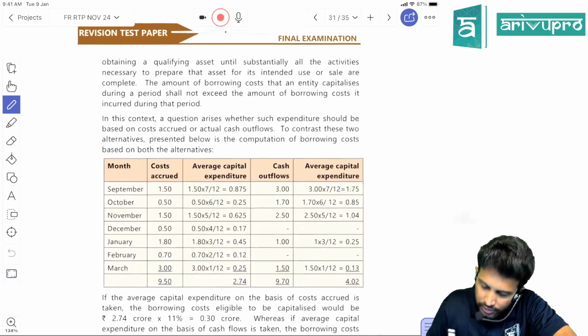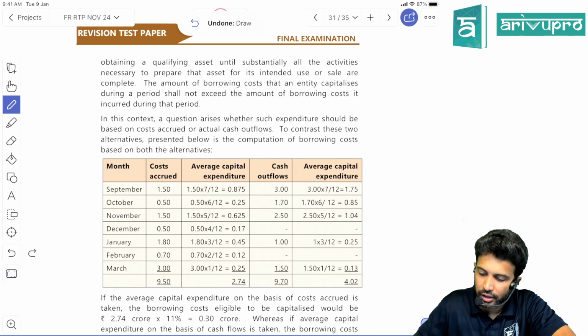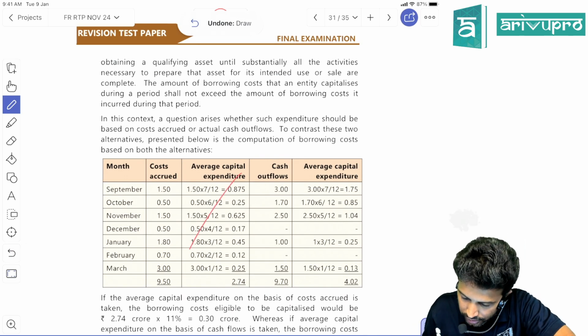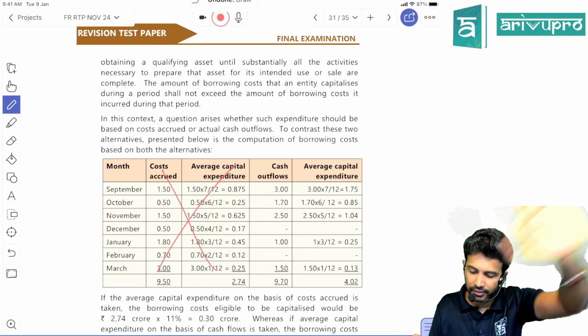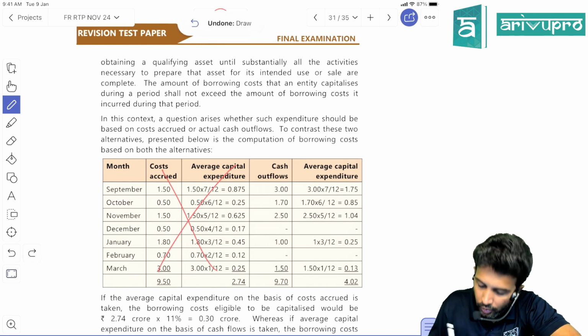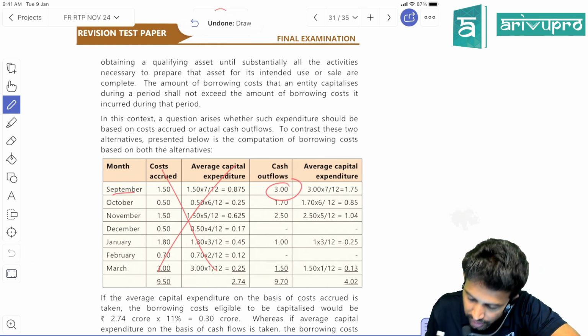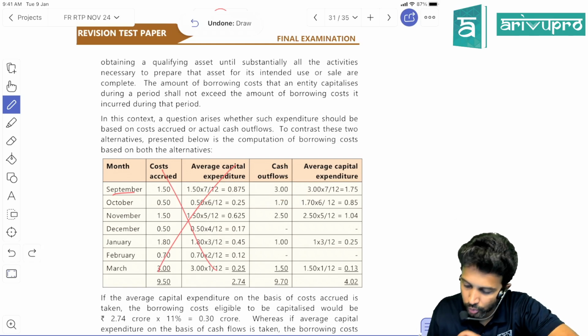Here. This is the month of expenditure in which you have incurred the cost. Okay, don't worry about this. They have calculated for both. You don't worry about this accrual at all. Leave that, irrelevant. Take only the outflows. This they have given in the question. In September, you have incurred an outflow of 3 crores or whatever the number is.